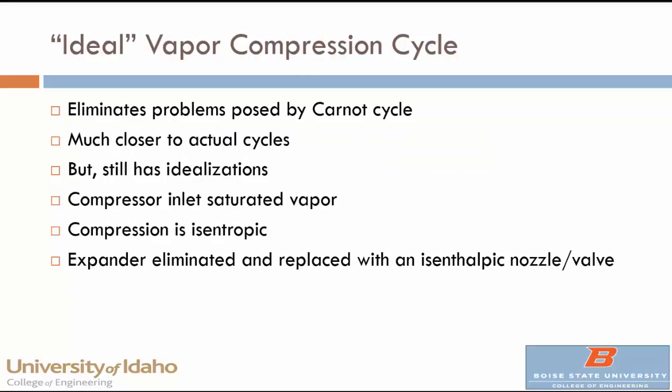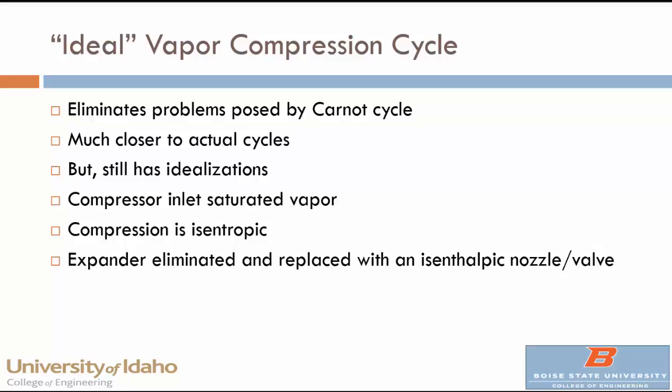So we move away from the Carnot cycle, which is very theoretical, to something called the ideal vapor compression cycle, which is closer to the systems we actually use, and it gives us a framework to do the analysis. It's much closer to the actual cycles. It still has its idealization, but that's fine. These are idealizations that fall within the realm of typical engineering analysis.